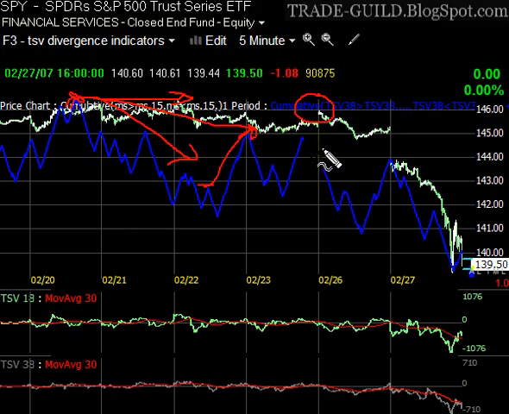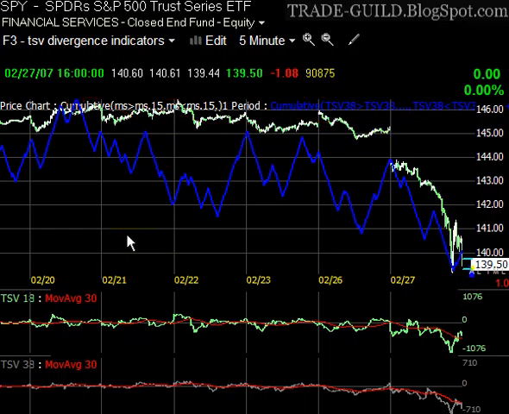And really, it's just totally negatively divergent. It's just sounding the alarms. And this is a 5-minute indicator, so it doesn't go on for months or anything like that, days, maybe a week or so. And subsequently, of course, we got the meltdown.